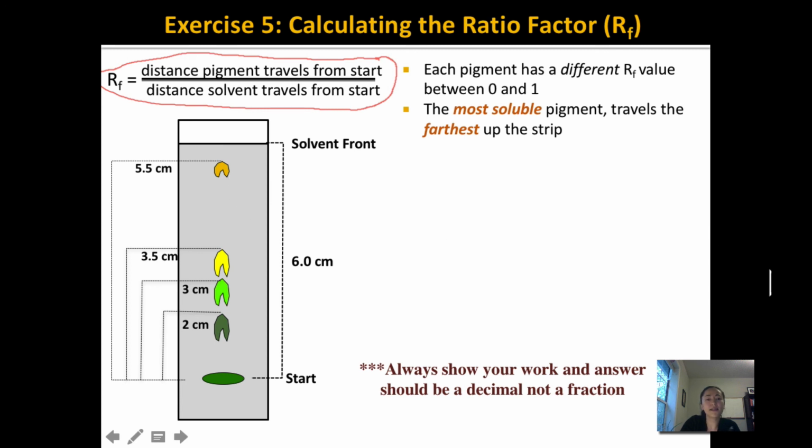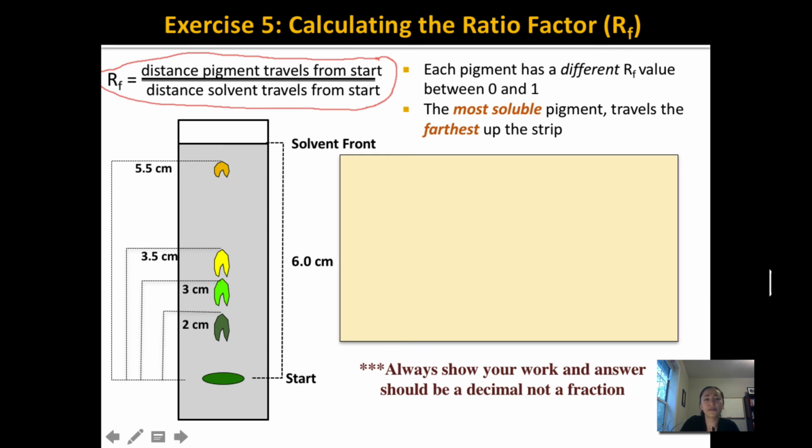So let's do some practice calculating the RF value. Let's calculate it for the orange pigment. You would take the distance it traveled from start, which is 5.5 centimeters, and divide that by the distance the solvent traveled from start, which is 6, and you would get 0.917. On an exam, you will lose a point if you do not calculate it all the way out to a decimal. If you leave it as a fraction, you'll lose a point. So you need to make sure you have a calculator so that you can do that.